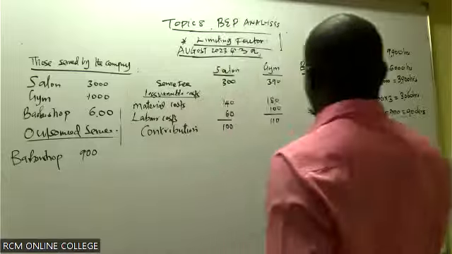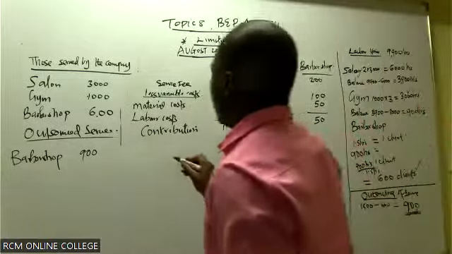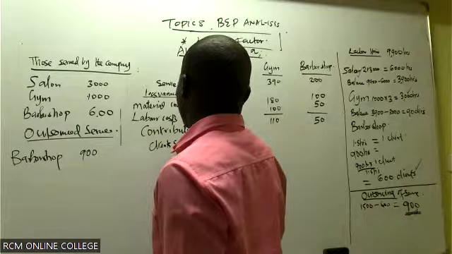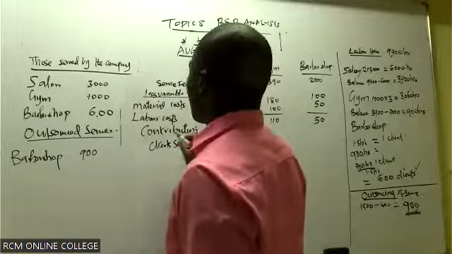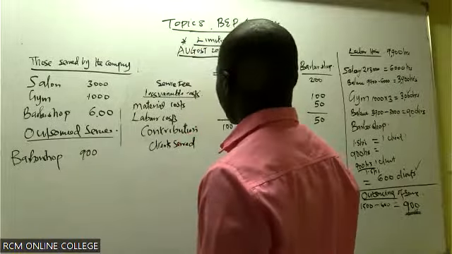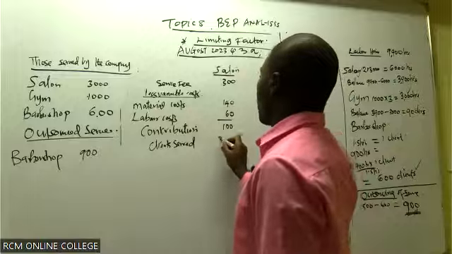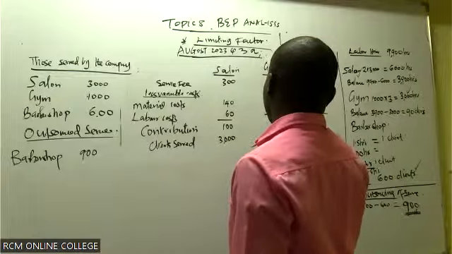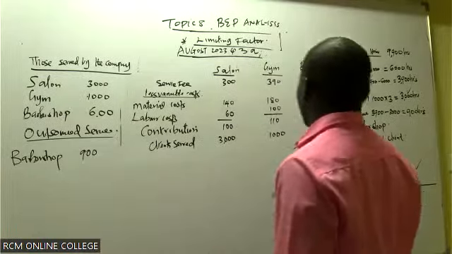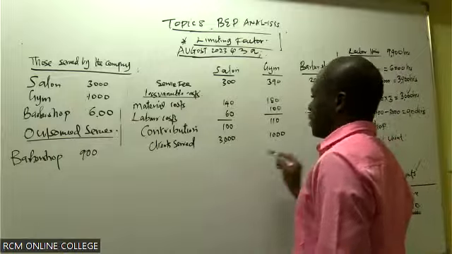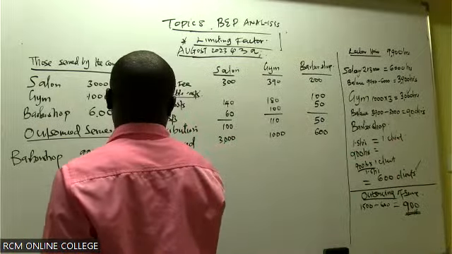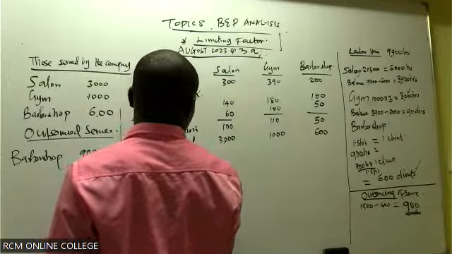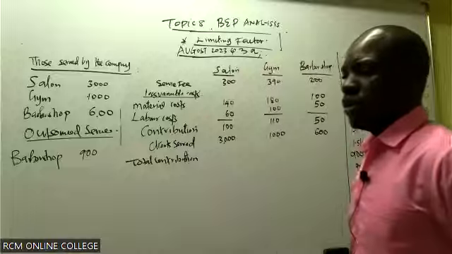After copying everything, what do I do? I only need to give here clients served or units produced. So the clients served: under salon, I'm going to serve 3,000. Under gym, I'm going to serve 1,000. Under barber shop, I'm going to serve 600. See, I'm now able to get total contribution.